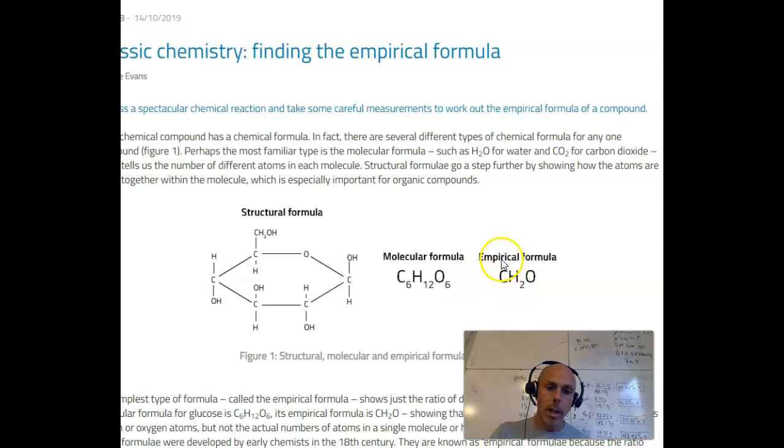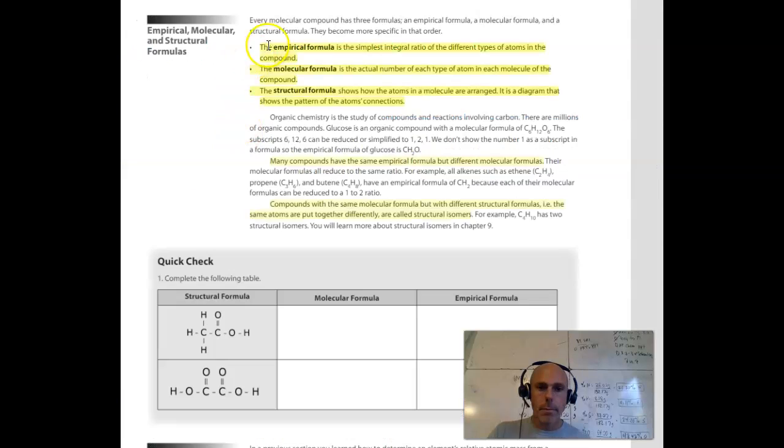And in a moment, we're going to learn how to, from some data, figure out what the empirical formula of a substance is, and then what its molecular formula is as well. So we see those 3 types of formulas at the top defined. Empirical formula, again, is the simplest integral ratio, or whole number ratio, of the different types of atoms in the compound. Molecular formula is the actual number of each type of atom in the molecule.